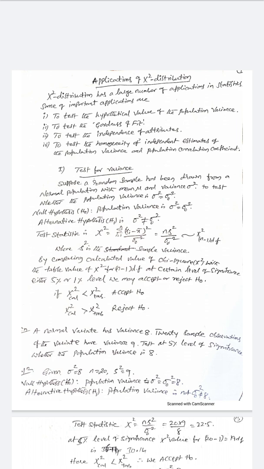Dear students, today we are going to discuss applications of chi-square distribution. Chi-square distribution has a large number of applications in statistics. Some important applications are: first, to test the hypothetical value of the population variance; second, to test the goodness of fit; third, to test the independence of attributes; and fourth, to test the homogeneity of independent estimates of the population variance and the population correlation coefficient.